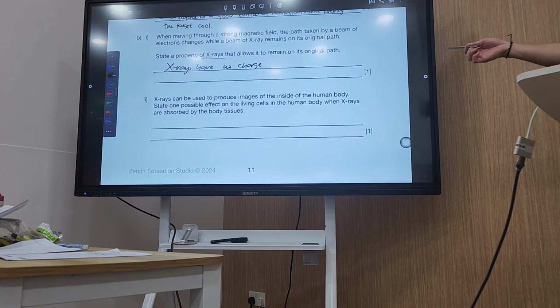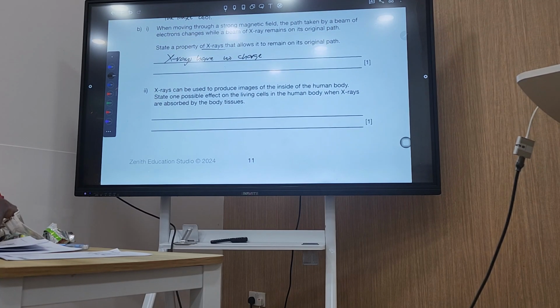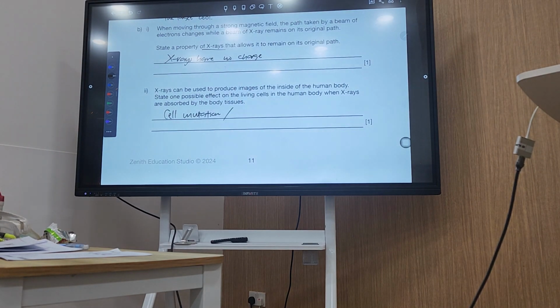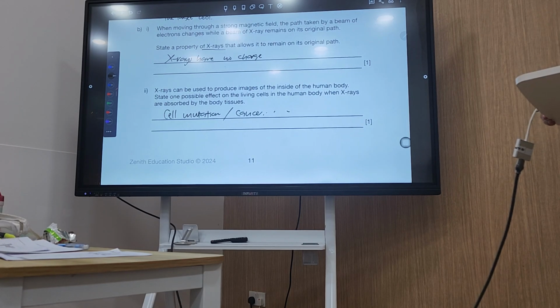One possible effect, you can say cell mutation. You can talk about cancer and so on.